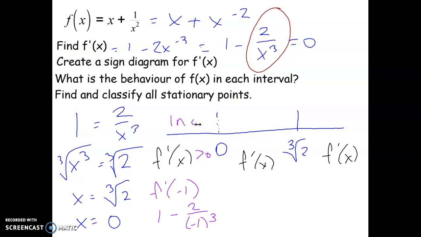All right, now let's pick a value in between 0 and cube root of 2. Well, I don't know cube root of 2 right off the top of my head, so I'm going to type that into my calculator. It's about 1.3. So I can use 1. 1 is a number in between 0 and 1.3. 2 over 1 is 2. 1 minus 2 is going to be less than 0, so that's going to be decreasing.